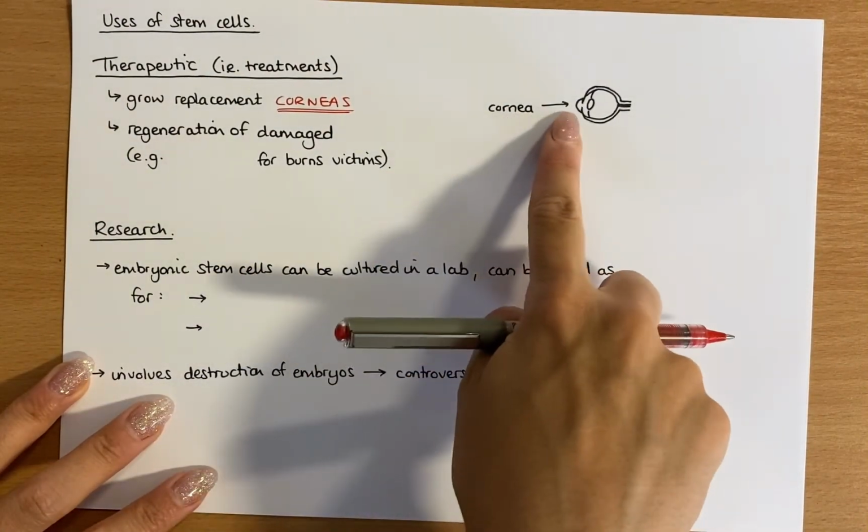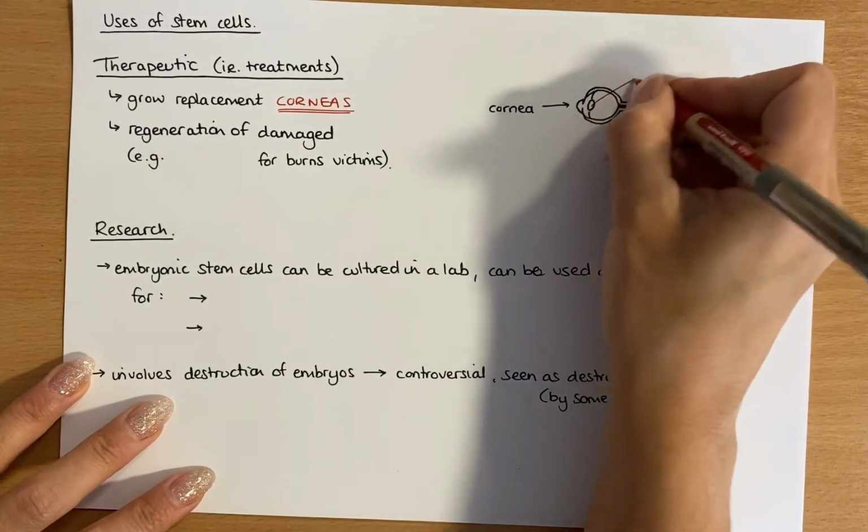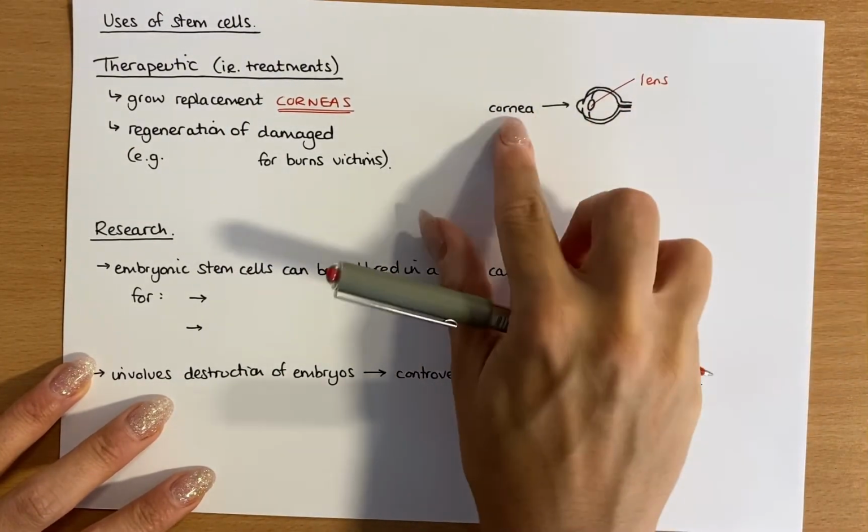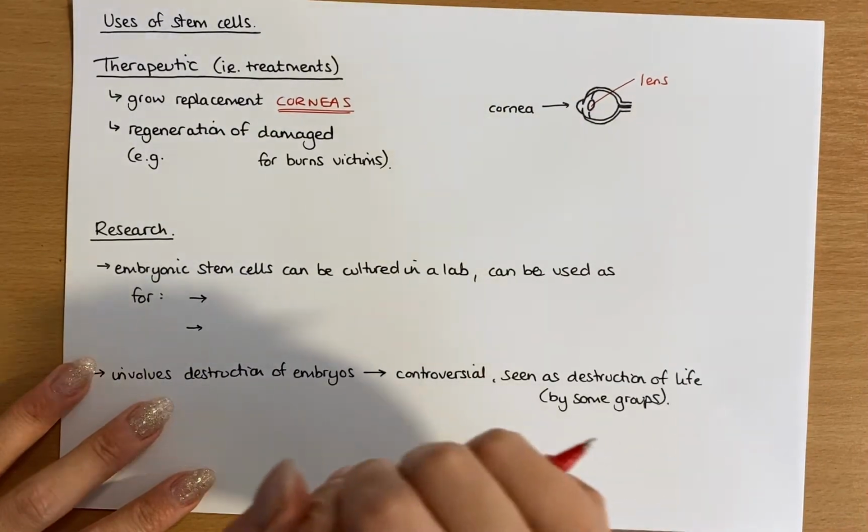So this is a cornea, so this is your eye, and this is the lens. And this is the back of your eye where your optic nerve is. This is the cornea, which is the bit that protects the front of your eye.